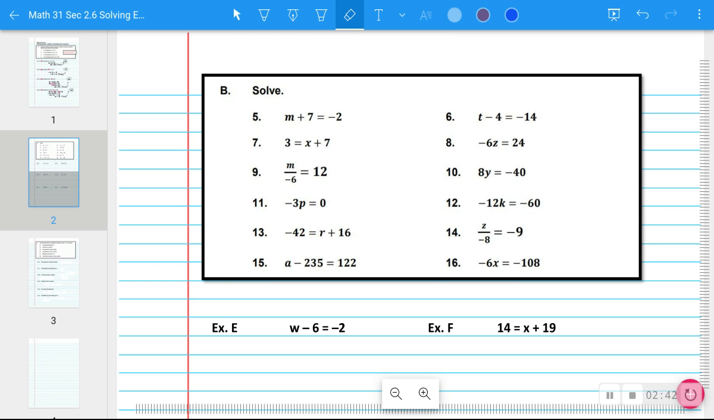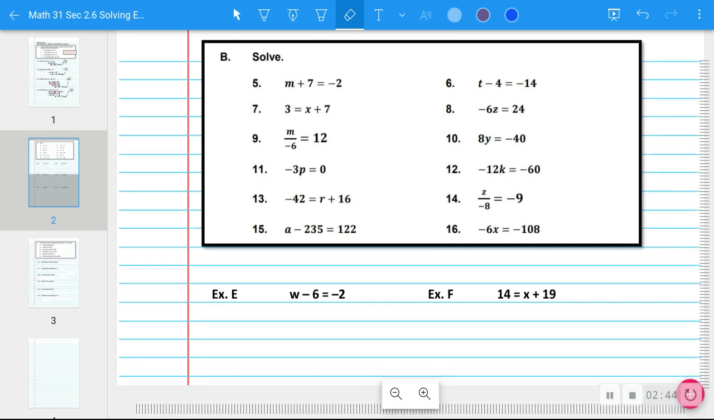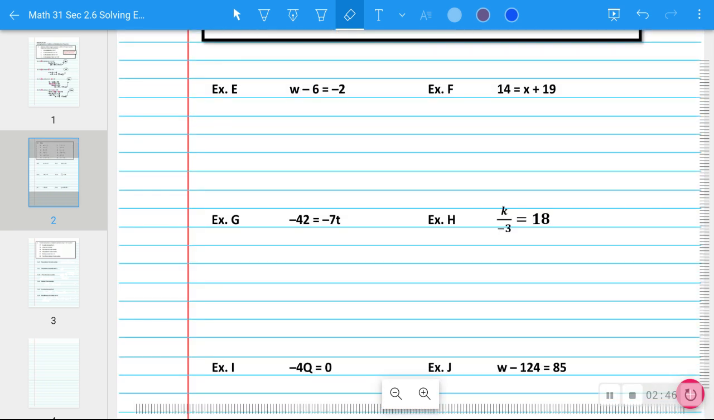In the next section, we actually are supposed to solve it, which means find the solution yourself instead of testing to see if one that you are given is true. So here we have the equation w minus 6 equals -2, and our goal is to find the number that you could plug in there that would make that a true statement. Well, what we're going to be doing in this section is counteracting the actions that are done to the variable.